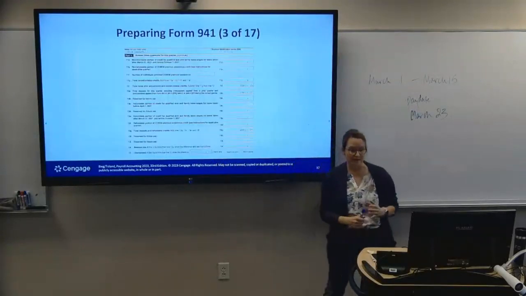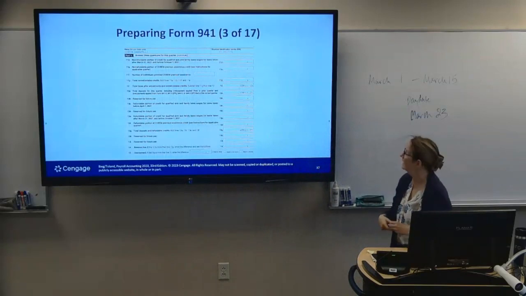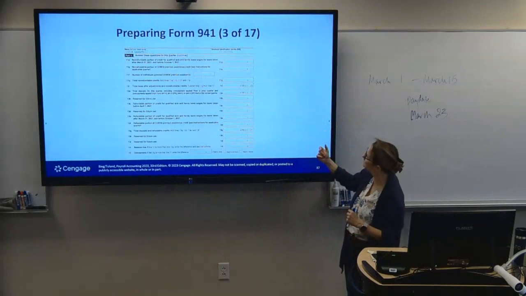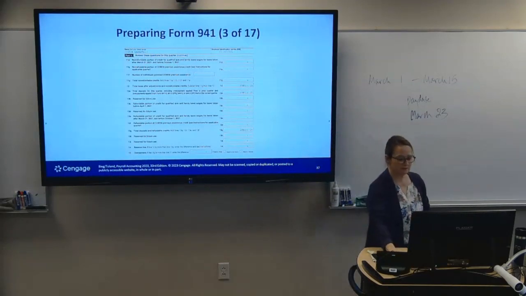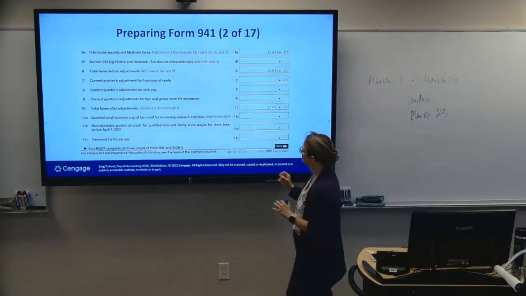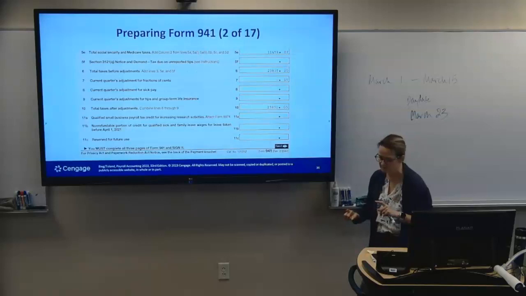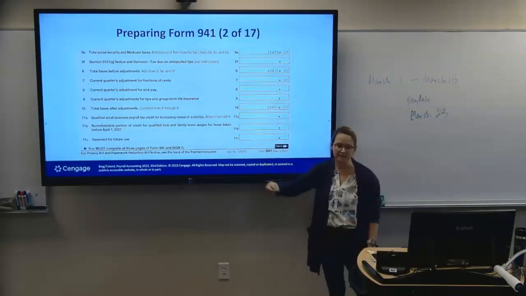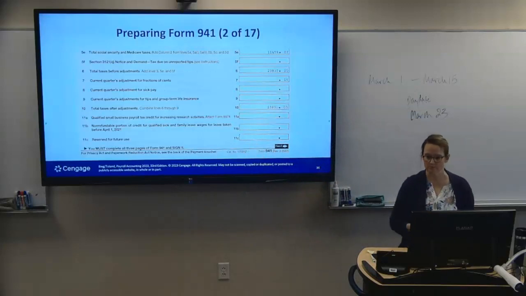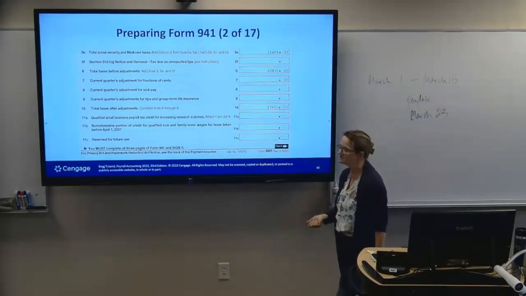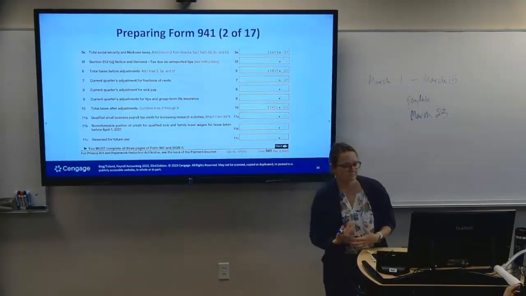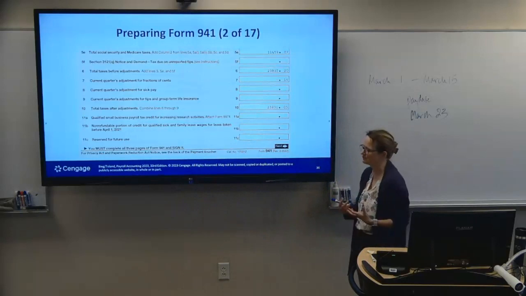So the total amount of taxes that were both withheld and owed by the employer, oops, I'm on the second page now, aren't I? Sorry, here we go. Those are totaled up here. Now, line 7. Line 7 always gives students heartburn. Fractions of cents. What the heck is this? This always frustrates students.